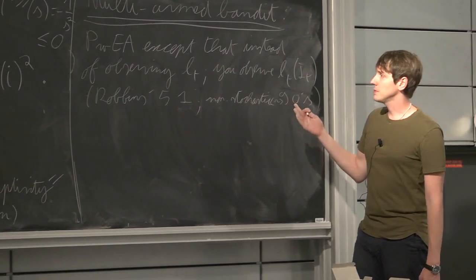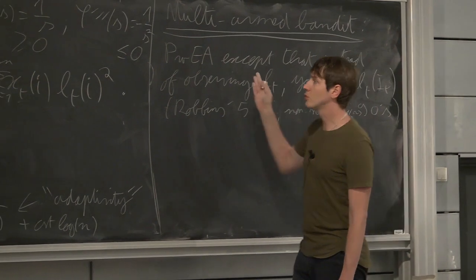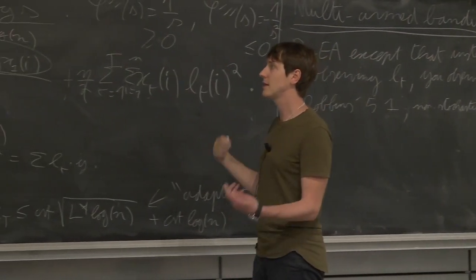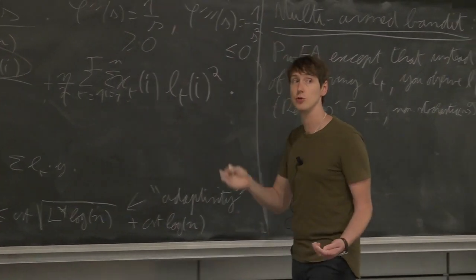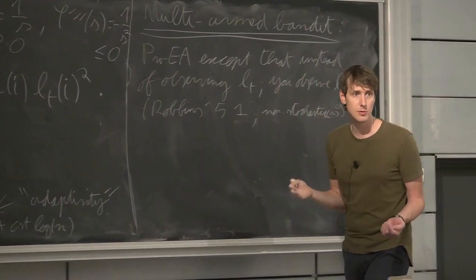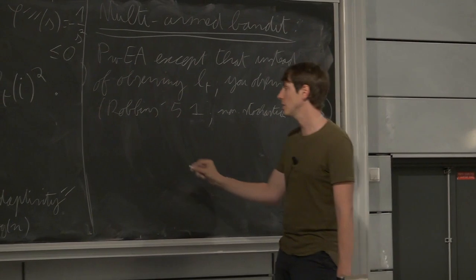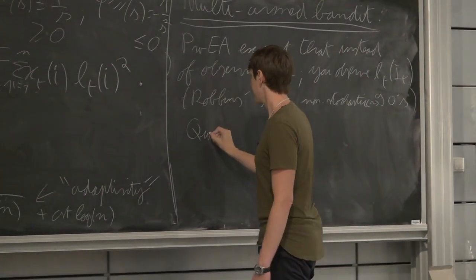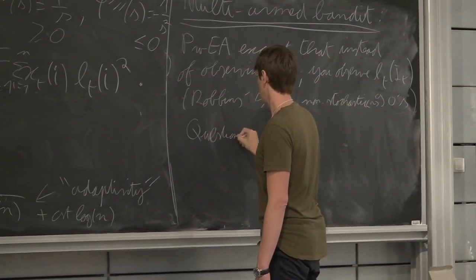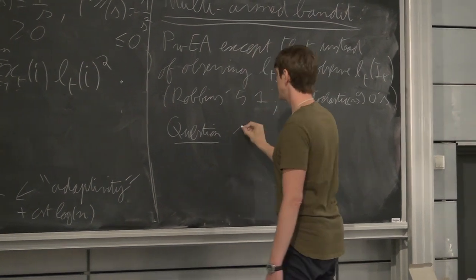So what's the problem? The problem is that you cannot just do, I mean, what do you do mirror descent on? What is the g_t that you use? What is the gradient that you use? You only have one value, one scalar value. OK, so question. What is g_t?